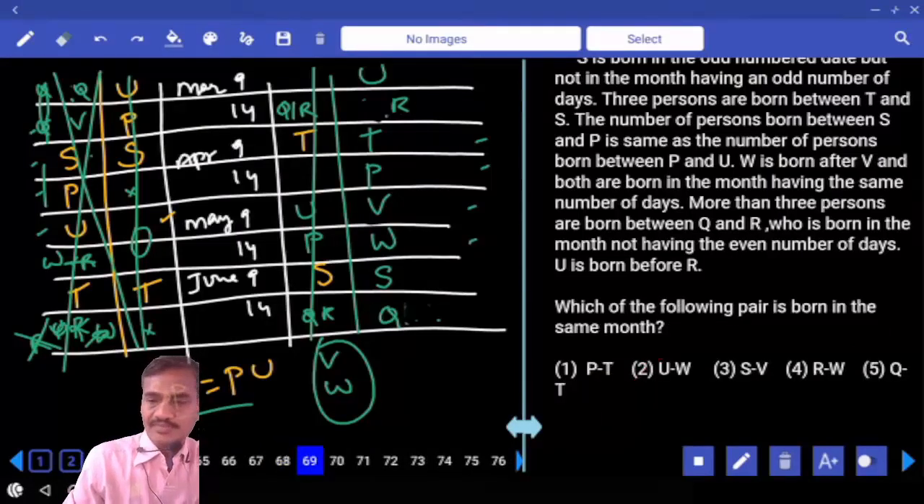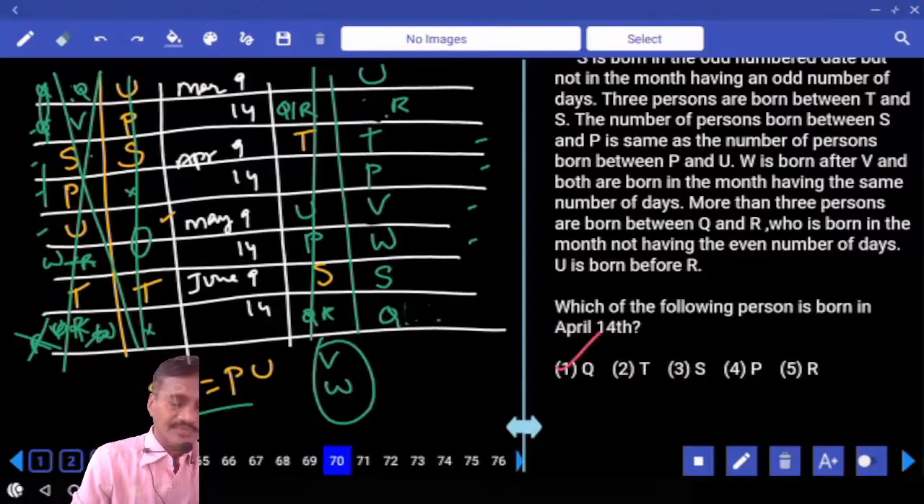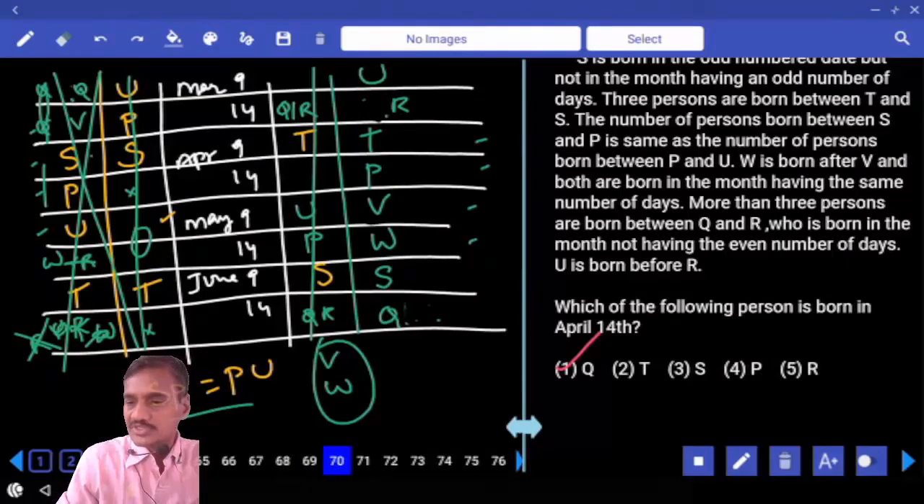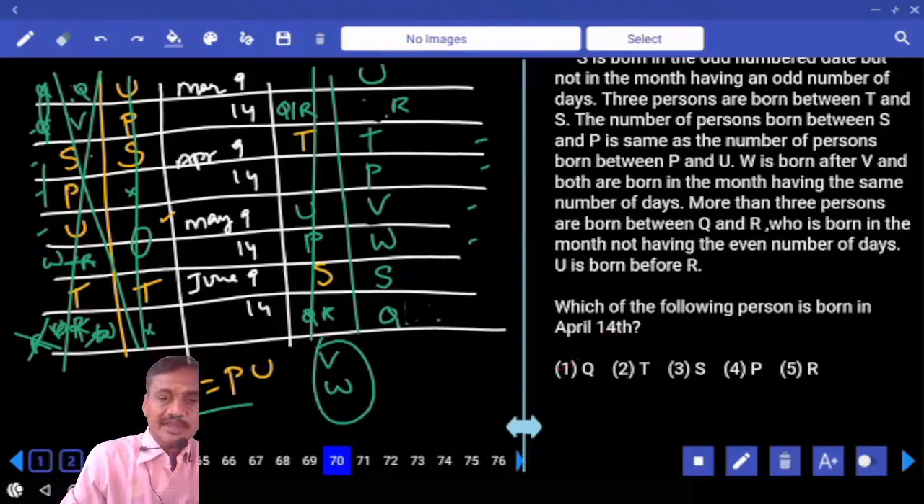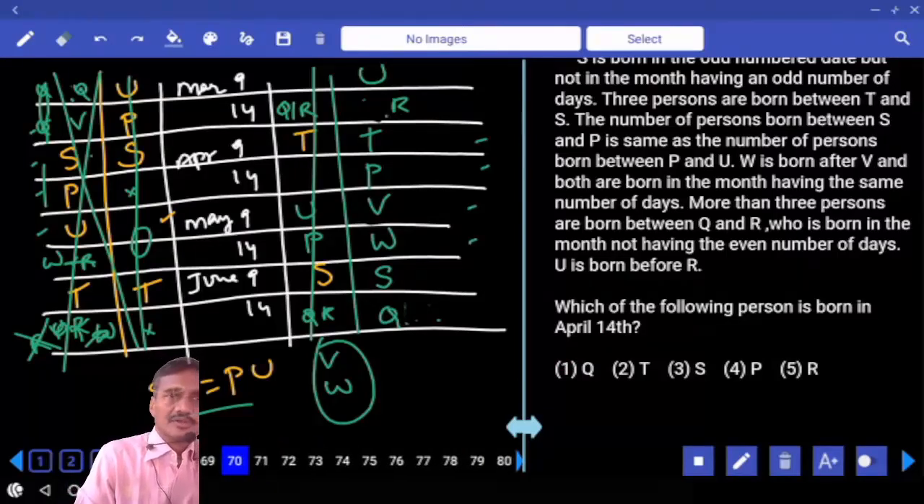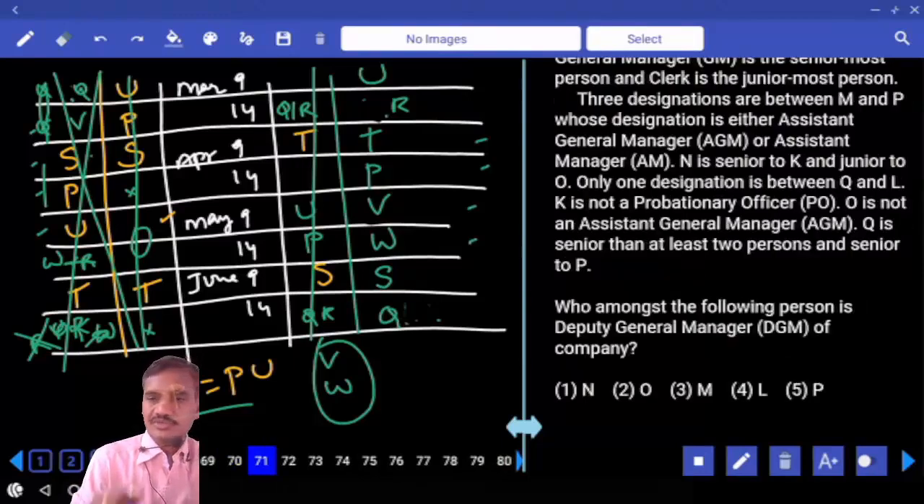And 69. Which of the following pair is born in the same month? P and T, were they born in the same month? Yes, April. Choice 1, 69. And 70, which of the following persons is born on April 14? April 14, that is P, choice 4 for question number 70. Now this is about question numbers 66 to 70.